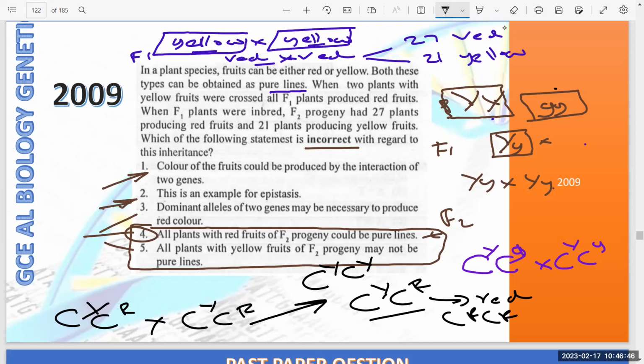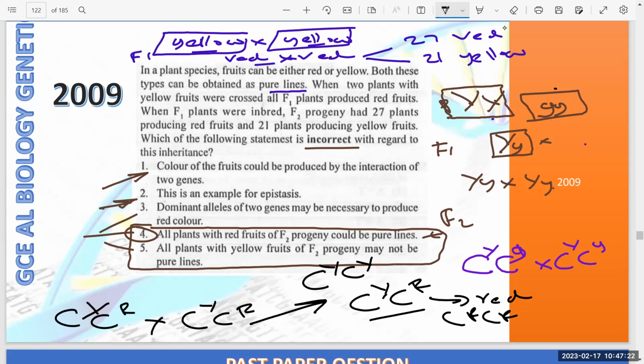So when we accept that the color of the fruit could be produced by interaction of the two genes, this is epistasis. We have learned that under epistasis, the gene interaction, there should be some kind of combination necessary to express the color. And on top of that, when you take all the five choices, all plants with fruit of F2 progeny could be pure line. So this is easily understandable compared to any other choices.